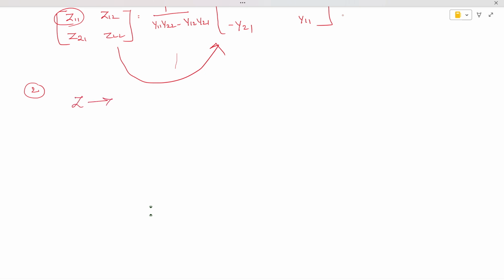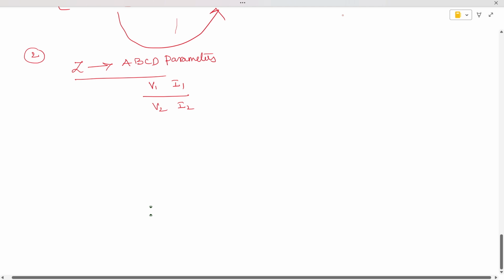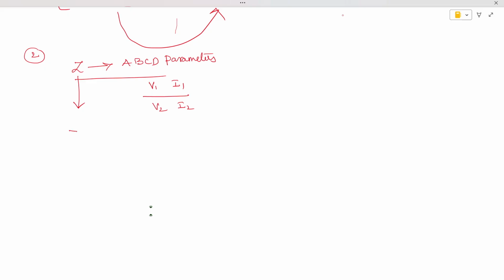Z parameters in terms of ABCD parameters, where ABCD parameters are called transmission parameters. So what are these transmission parameters? Actually, we are going to have V1, I1 as the input voltage and input current of port 1, where V2, I2 are the output voltage and output current of the output port. So how to write it down? First we require the z parameters. So what are the z parameters?